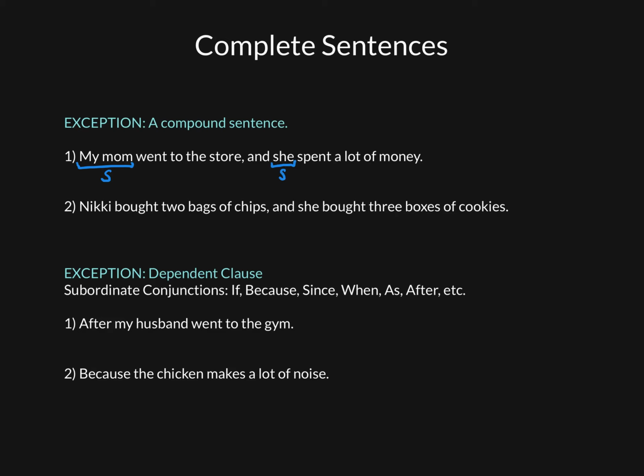The first one is my mom, and the second one is she. And then we also have two predicates, went to the store, that's our first one, and then spent a lot of money, which is our second predicate. So here we actually have two subjects as well as two predicates. But here it is still considered a complete sentence and not a run-on sentence because we have this and in the middle. So it's conjoining two complete sentences, this as well as this, to make one complete sentence.